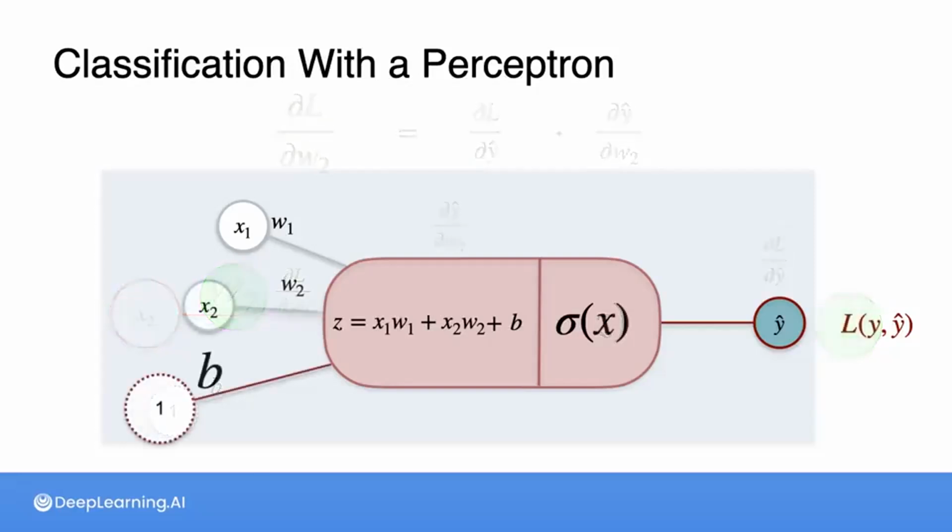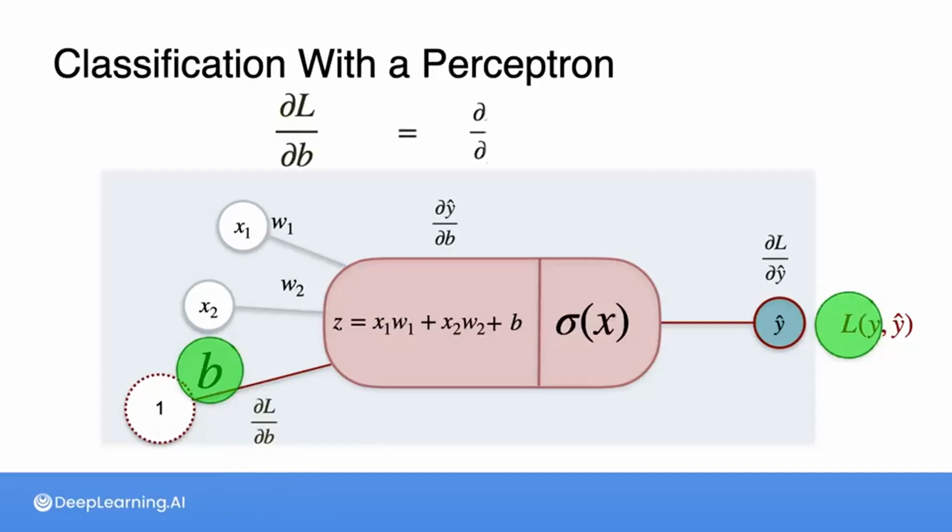And the same thing happens with B. So to reduce the loss function, we use ∂L/∂ŷ, which we've already calculated. This one's influenced by B, so ∂ŷ/∂B. And that tells us the derivative of L with respect to B, found again with the usual chain rule.